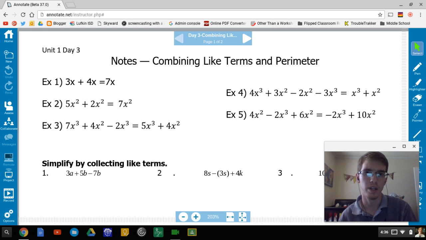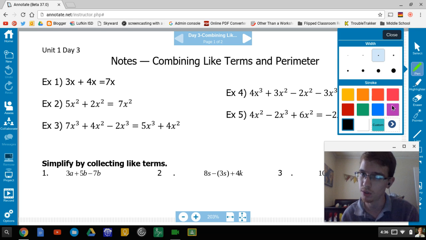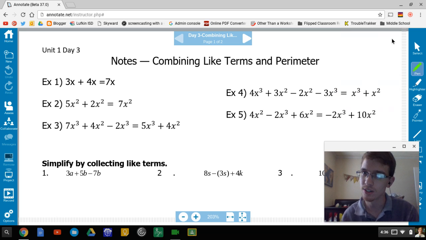Unit 1, Day 3, Notes on Combining Like Terms and Perimeter. All right, so one important word in the title that you may not have totally picked up on is like terms. Combining like terms. Like terms are expressions. Let me read my definition I have here. They are terms with the same variables raised to the same exponent. So expressions that have the same variables and same exponents.